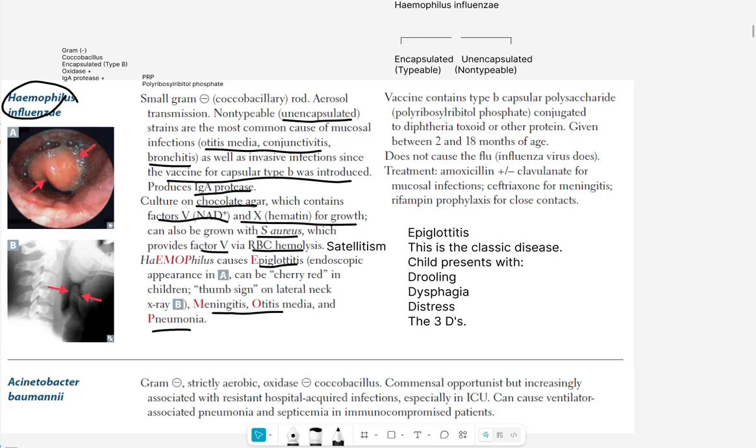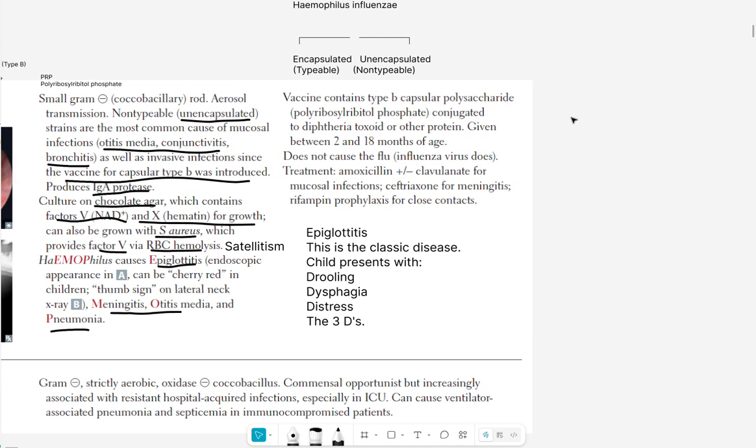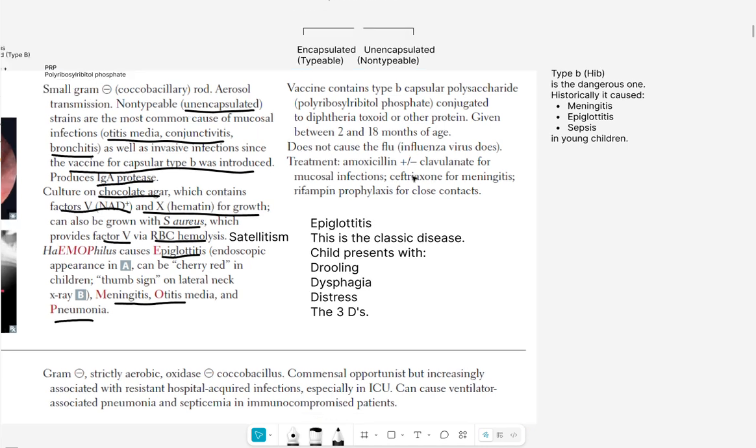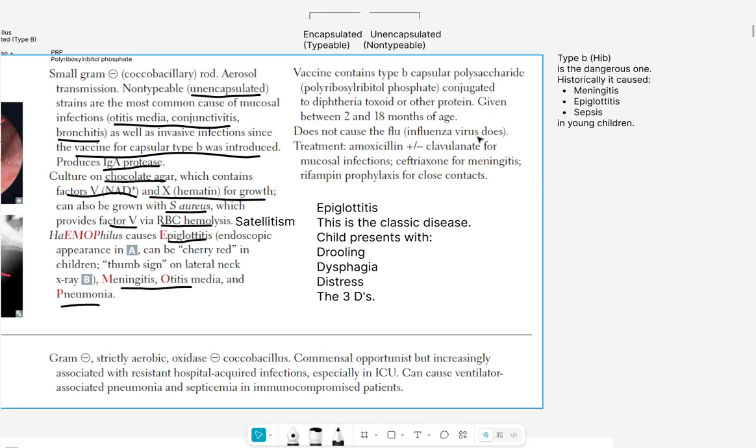Now, this is the type B one, the most dangerous one. The vaccine contains the type B capsule polysaccharide, polyribosyl ribitol phosphate, conjugated to diphtheria toxoid or another protein. It's given between 2 and 18 months of age. It does not cause the flu; the influenza virus does.